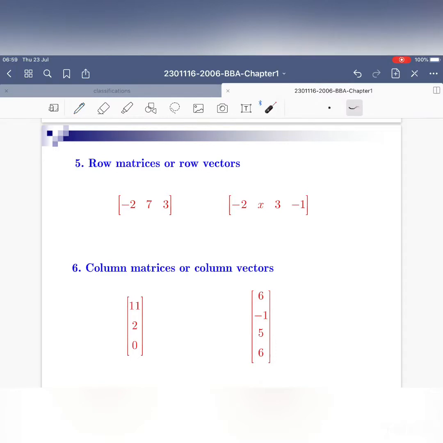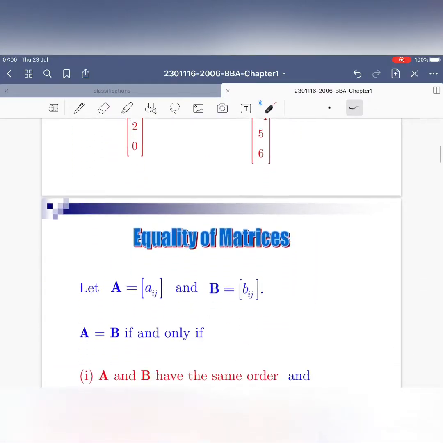Another one that you may encounter is a row matrix, okay. The row matrix means that you have only a single row with several columns. For example, this one, you have one row and 3 columns. This one, you have one row and 4 columns, okay. And another one is a column matrix. A column matrix is a single column with several rows. For example, this one has 3 rows and 1 column, and this one 4 rows and 1 column, just like that, okay.